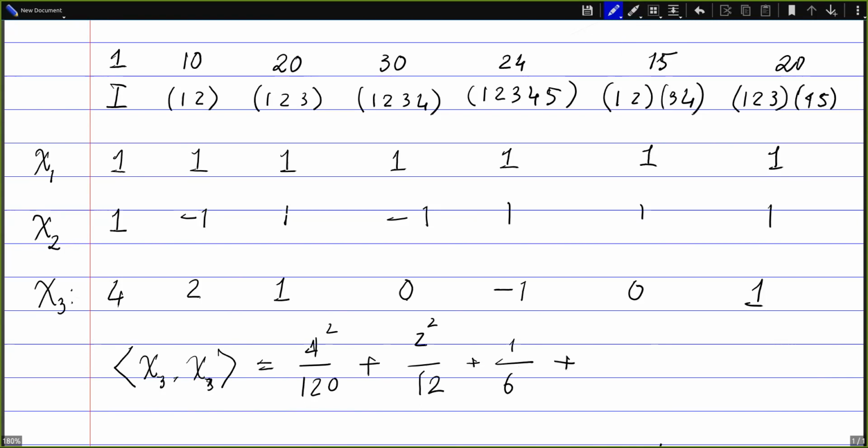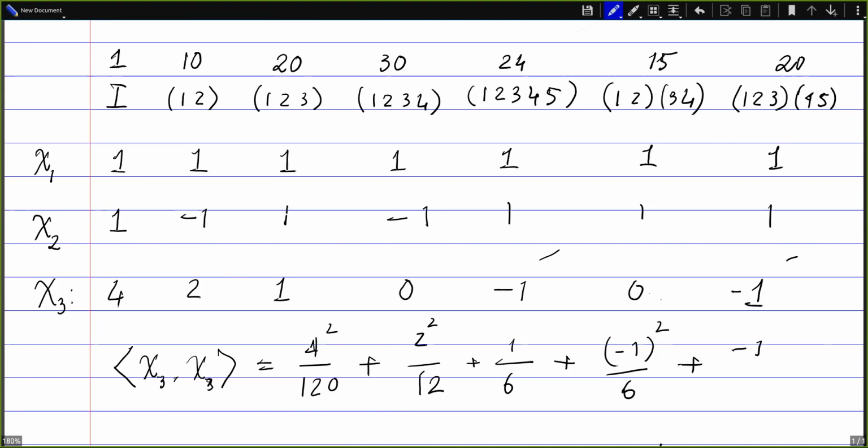Then we don't have anything for these two zeros, therefore we only have this and that. So this is minus 1 squared by 6, and finally minus 1 squared by 6. I think I made a small mistake. Yes, so here it is minus 1, so minus 1 by 5.